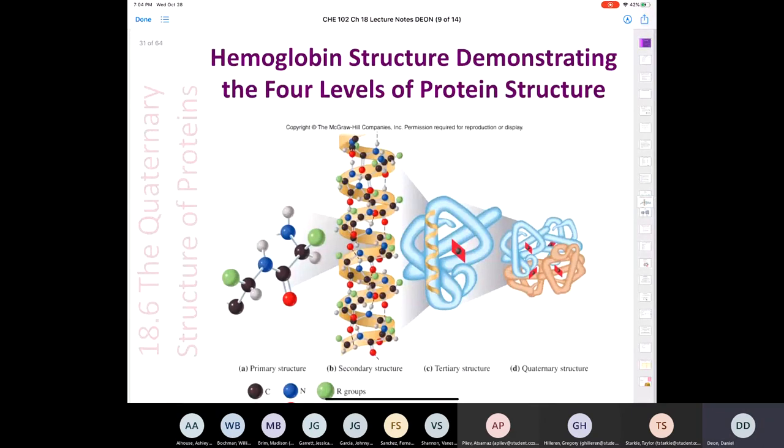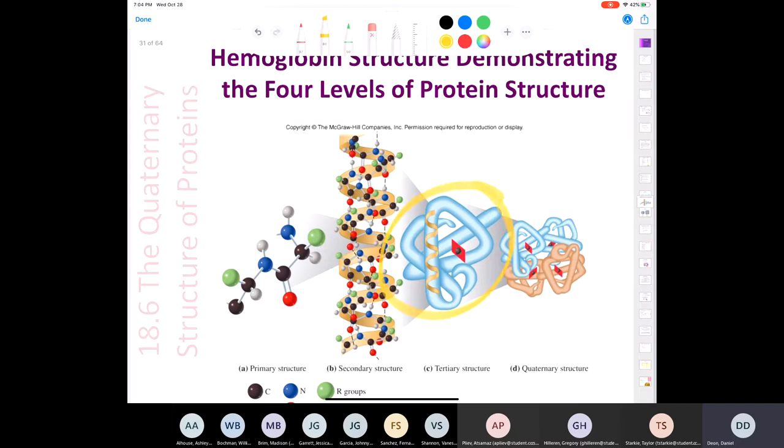Here's an example of a protein that contains primary, secondary, tertiary, and quaternary structure. You've probably all heard of hemoglobin. It's a protein that's found in red blood cells, and it's responsible for carrying oxygen throughout the circulatory system. The primary structure is just the amino acids linked together, the order that they're linked together. You can see that in hemoglobin, we have secondary structure. For example, there's an alpha helix found inside hemoglobin. Now that alpha helix is found in a big chain that has tertiary structure, right?